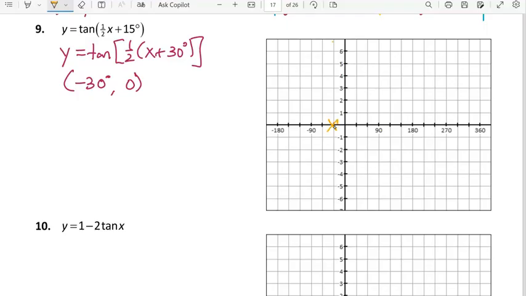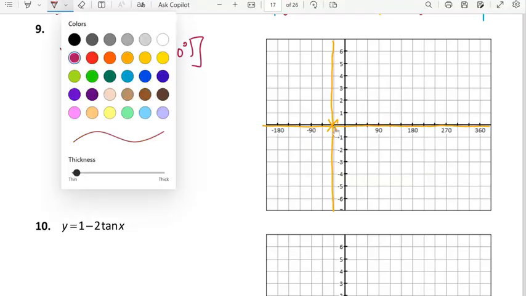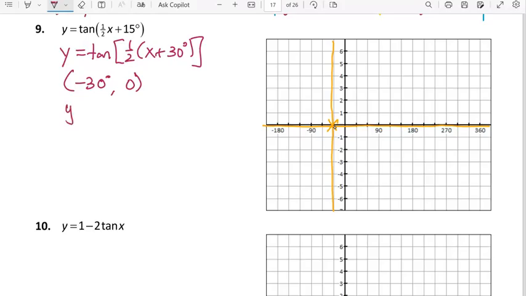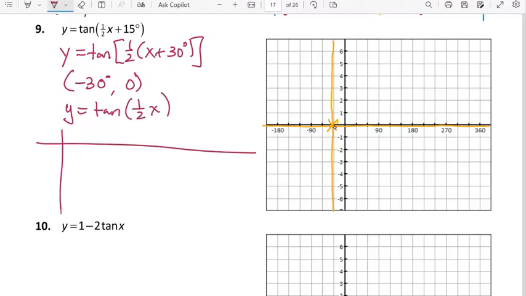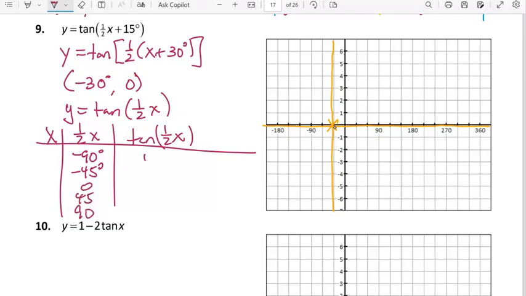So I'll sketch in that new origin. So now I'm marking off the new origin, and I'm going to sketch in a new y and a new x axis, very lightly. And then we're going to use a related function that takes all of the addition and subtraction out, so that would be tangent of 1/2 x. Making a table of values, x, 1/2 x, and the tangent of 1/2 times x. The angle measures go in the 1/2 x column. And their tangent values in the next column.